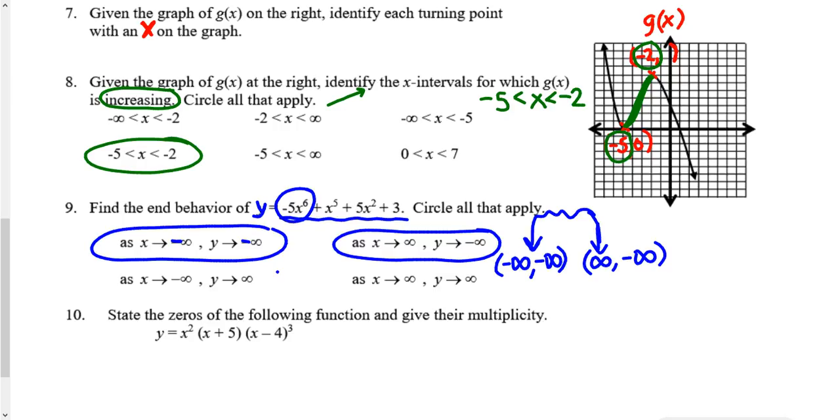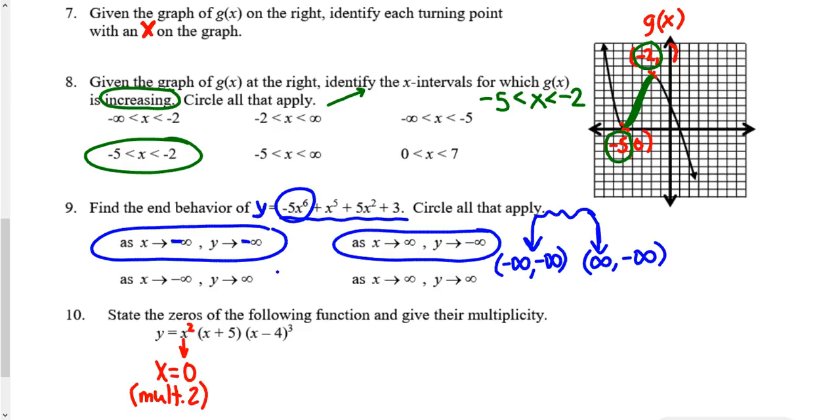All right. The next one, state the zeros of the following function and give their multiplicity. This is already written in factored form for us, so all we need to do is set each factor equal to 0. When we set x squared equal to 0, we would just have x is 0. I'm also supposed to state the multiplicity. That's the power of the factor. So x equals 0 has a multiplicity of 2.